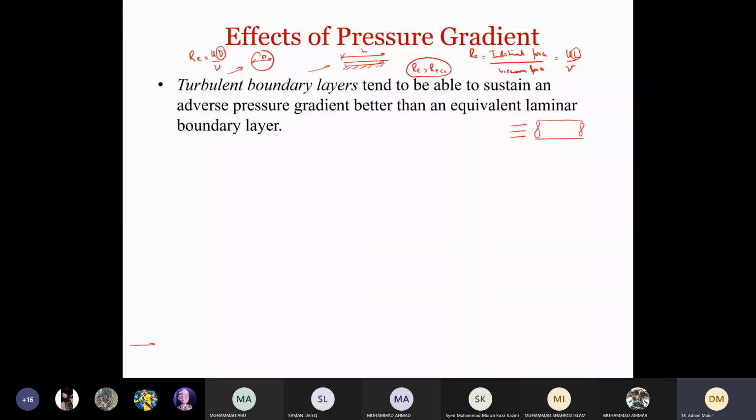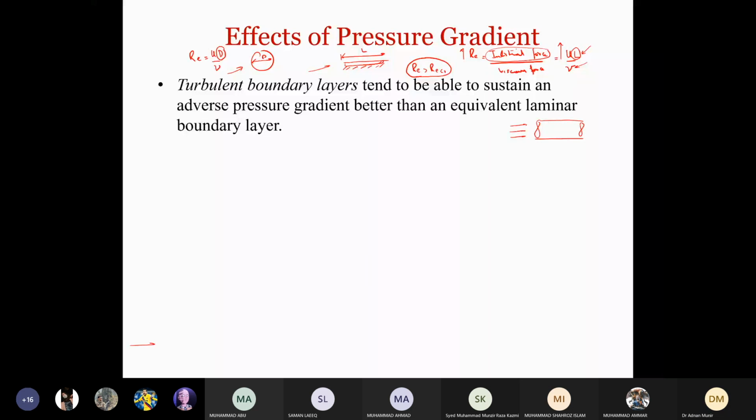Now if the length of the plate is constant and the fluid properties are constant, increasing the incoming flow velocity will increase the Reynolds number. So if we increase the incoming flow velocity beyond a critical value, at very high speeds, we will have transition from laminar to turbulent boundary layers. Turbulent boundary layers tend to be able to sustain an adverse pressure gradient better than an equivalent laminar boundary layer. Why? Because in the case of turbulent boundary layers, inertial forces are dominant.